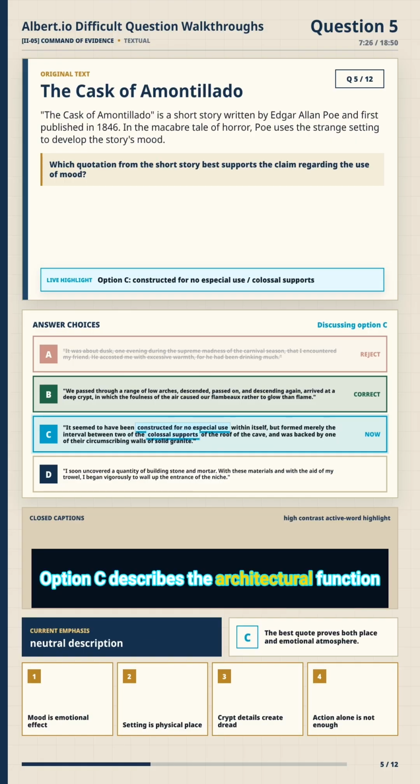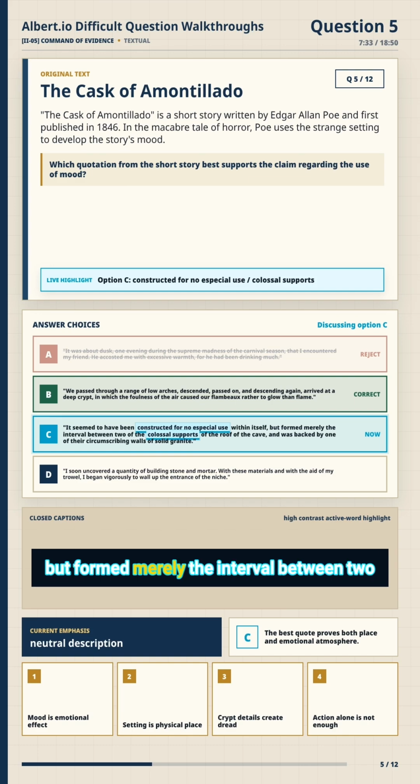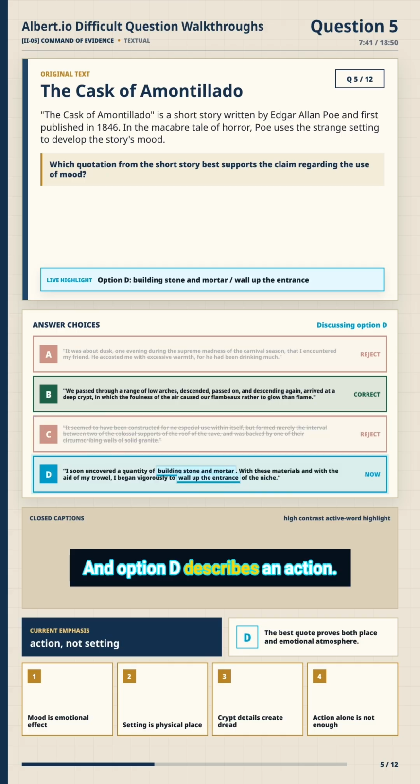Option C describes the architectural function of the recess, "constructed for no especial use within itself, but formed merely the interval between two of the colossal supports of the roof of the cave." This describes the setting, but it's factual and neutral. There's no emotion. And option D describes an action. Therefore, we can conclude that option B is correct, because the setting itself creates a mood.